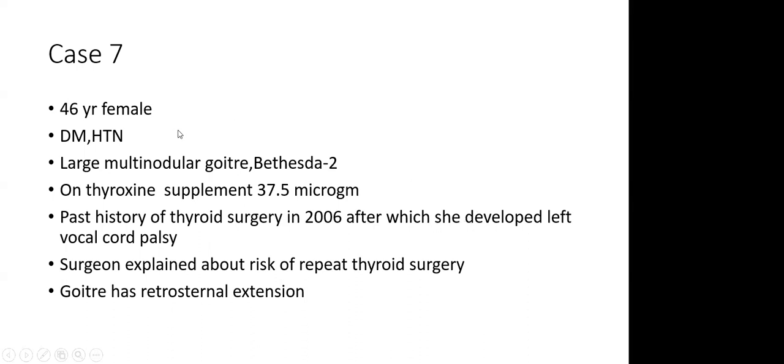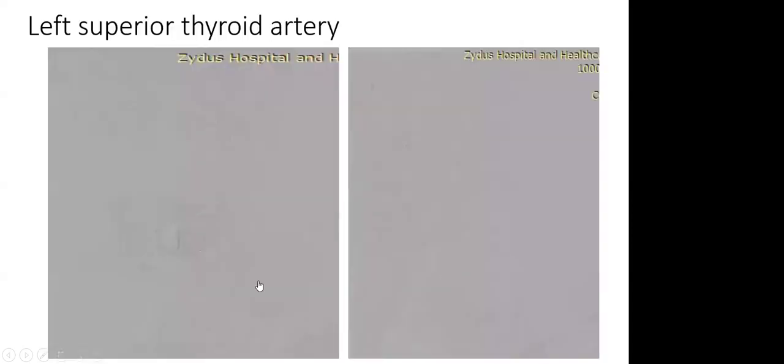Now another case, a 46-year-old female, diabetic, hypertensive. She has a past history of thyroid surgery, and papers were not available, but at that time she developed vocal cord palsy. Now she is planned for surgery again, and the surgeon explained the risks of repeat thyroid surgery, that is, laryngeal nerve injury and permanent tracheostomy, and the goiter has some retrosternal extension.